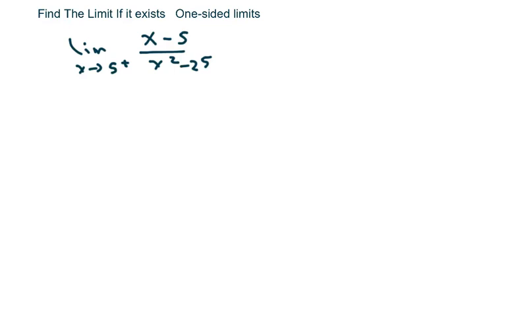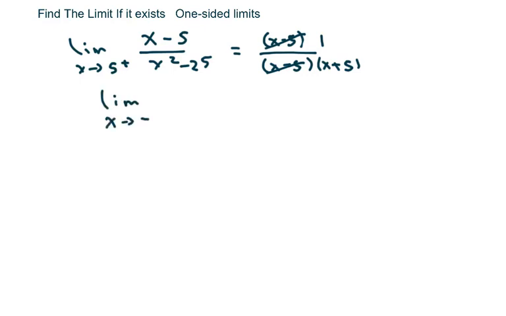What I'm going to do is simplify this as x minus 5 over x minus 5 times x plus 5. And this cancels. We have a 1. So we take the limit as x approaches 5 from the right, and that's going to be 1 over x plus 5. And when you plug in the 5, you get 1 over 10.